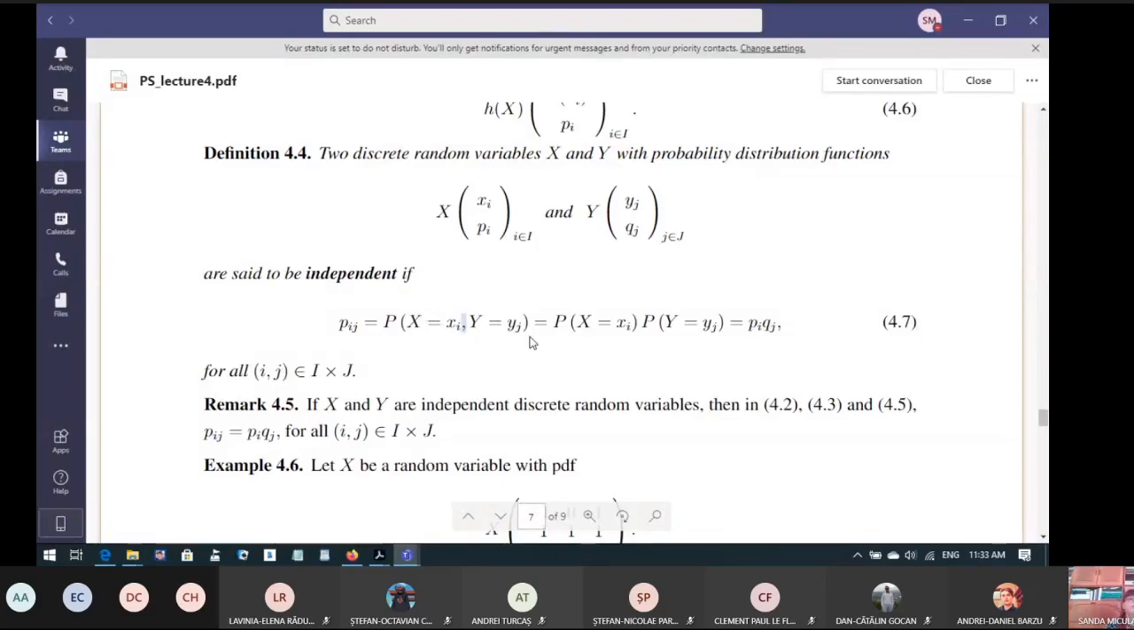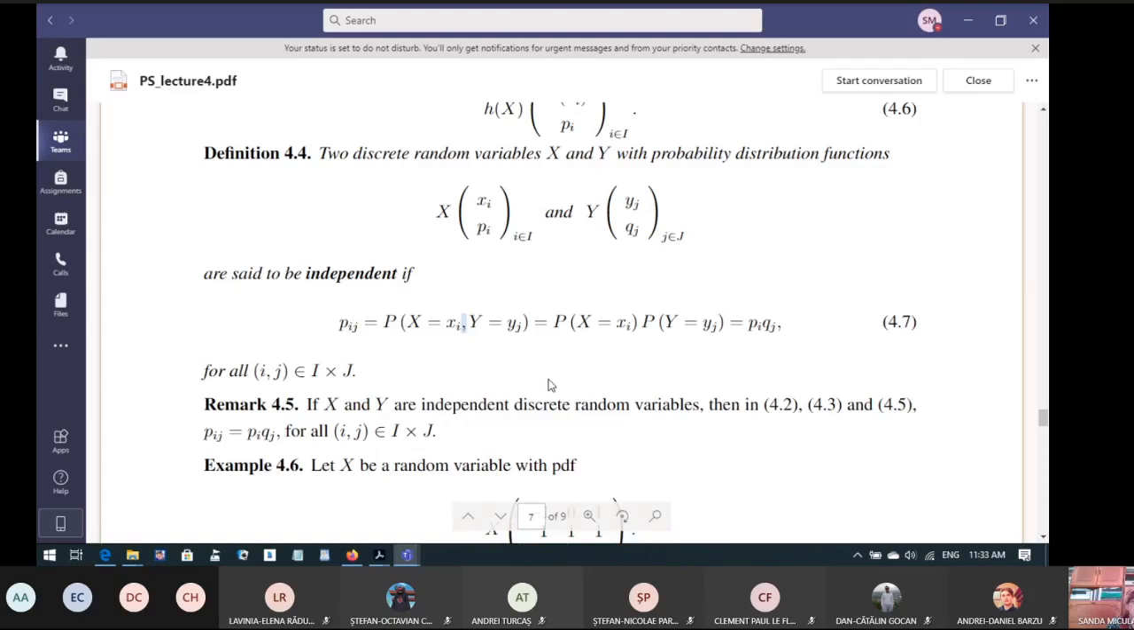Now remember, we talked about independence of events, and it meant the probability of the intersection of two events is the product of the corresponding probabilities. So that's exactly what we have here as well. Only those events now state that either X or Y take a certain value. So this is straightforward from the definition of independence of events.